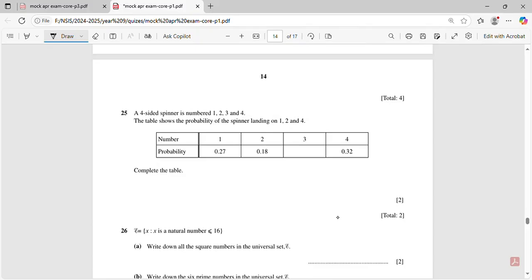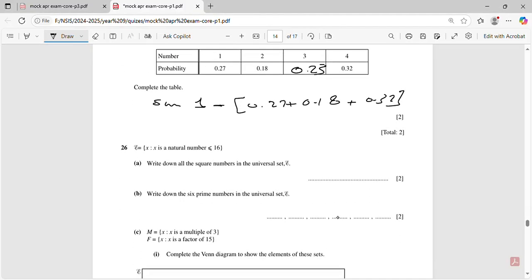Okay, here is a four-sided spinner numbered from 1 to 4, and he asked me what is the probability of getting the number 3. Of course, I know that the total summation is 1, so it will be 1 minus 0.27, 0.18, 0.32. Of course, 0.32 plus 0.18 is 0.50, plus 0.27 is 0.77, so 0.23. Okay, this is the answer.